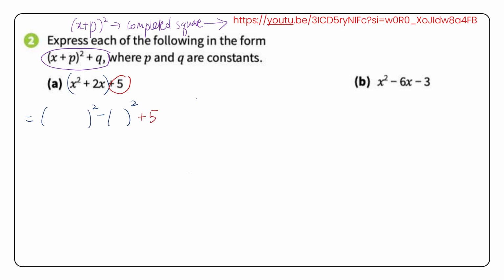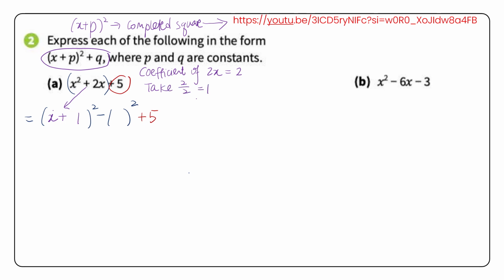Okay, so what is inside the first square is just x, and you follow the operation. If the operation is a plus, then it's a plus. If it's a minus, it's a minus. The next step is you have to look for the coefficient of 2x. In this case, the coefficient of 2x is 2. So you just take 2, divide by 2 gives you 1.